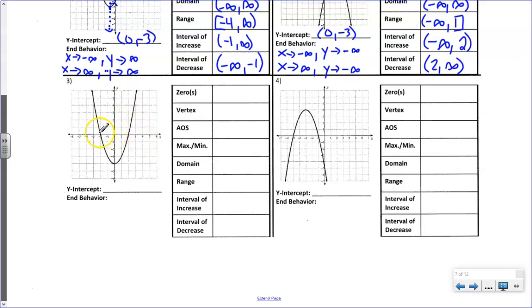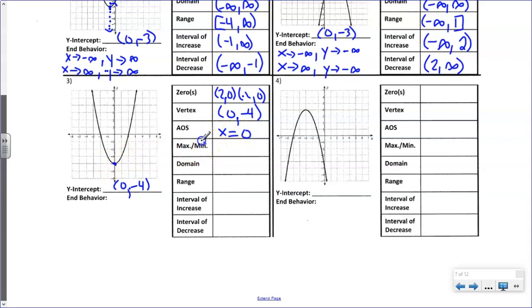Okay, so here we have the x-intercepts, the zeros at 2 and negative 2. So 2, 0, negative 2, 0. Our vertex, oh, look here, our vertex and our y-intercept are the same. Sometimes that happens. 0, negative 4. Okay, our axis of symmetry, x equals 0. That would be the y-axis.